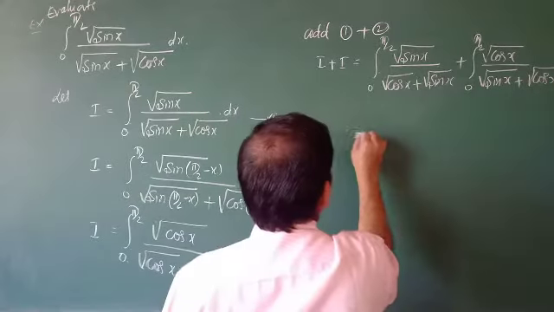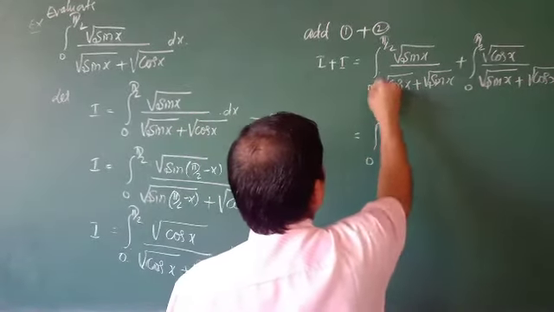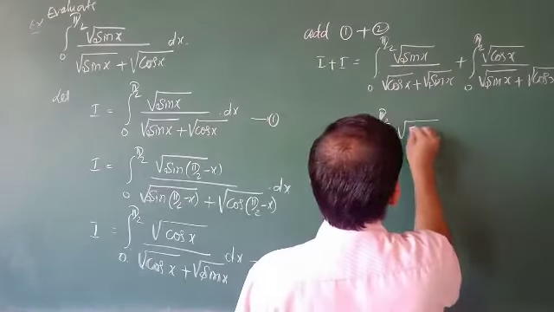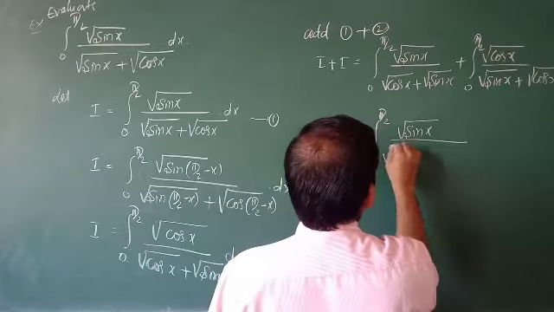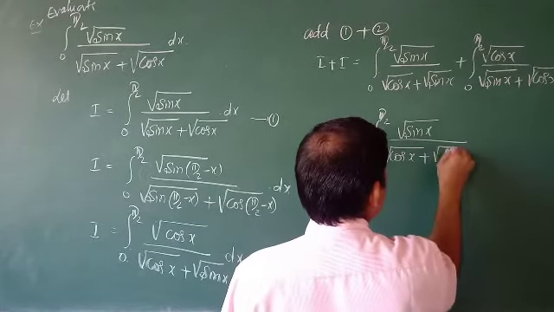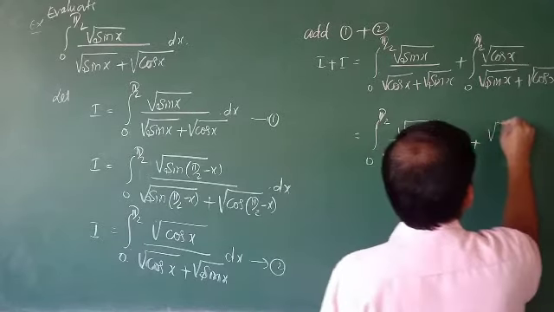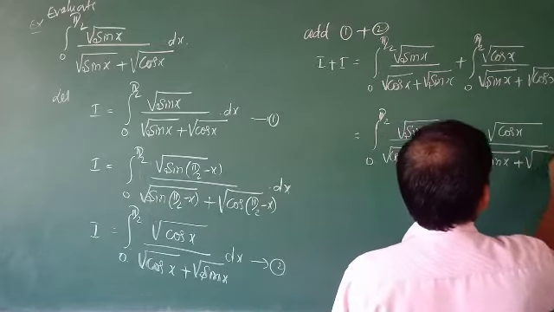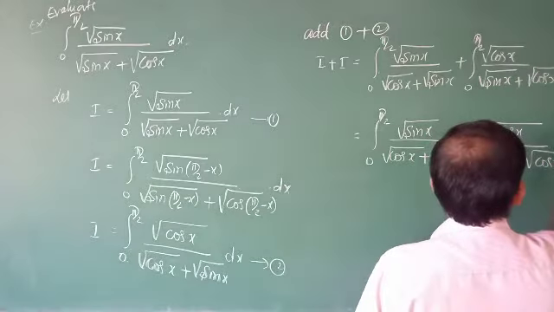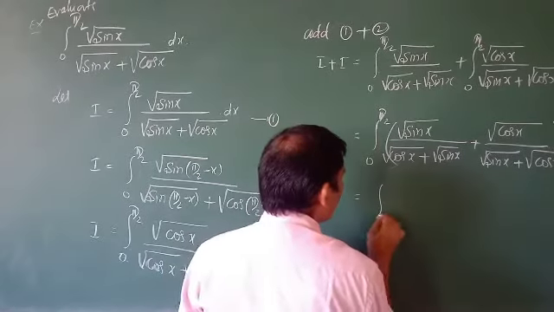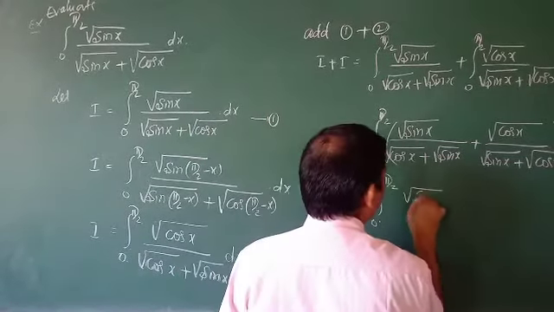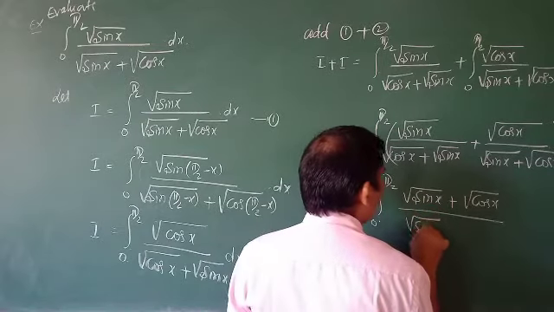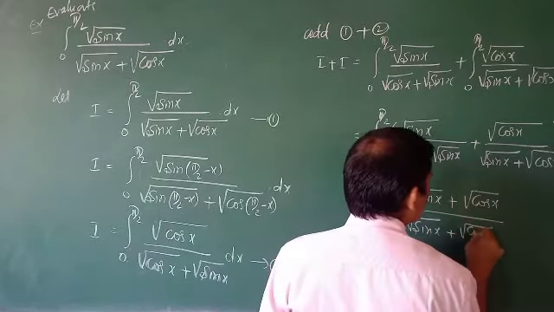Adding together, it is the same integral from 0 to pi by 2, so the integral of f of x plus g of x is equal to the integral of f of x plus the integral of g of x. Since it is the same denominator, the numerator becomes square root of sin x plus square root of cos x, whole divided by square root of sin x plus square root of cos x, with respect to x.